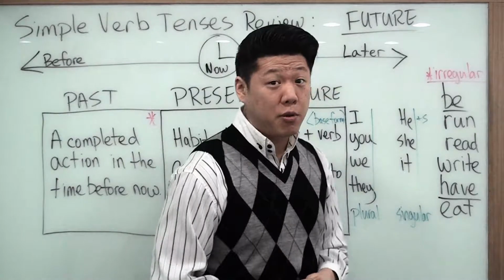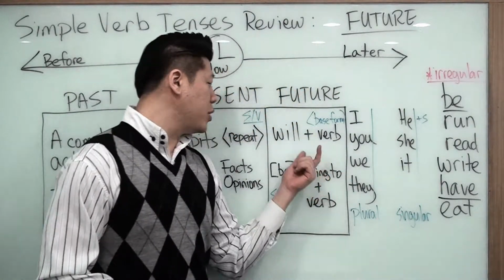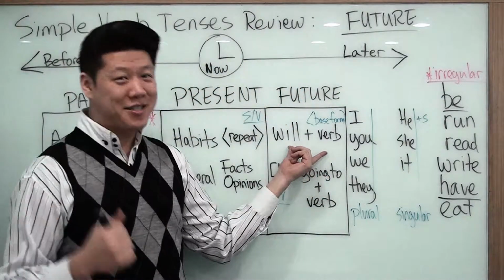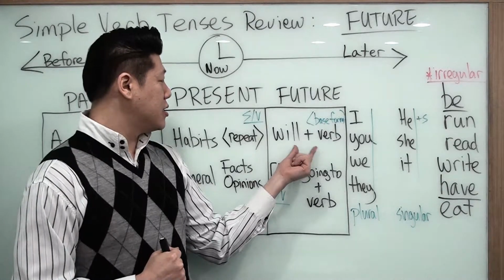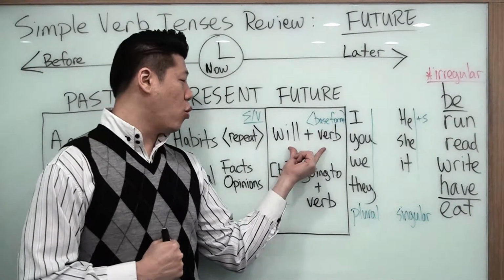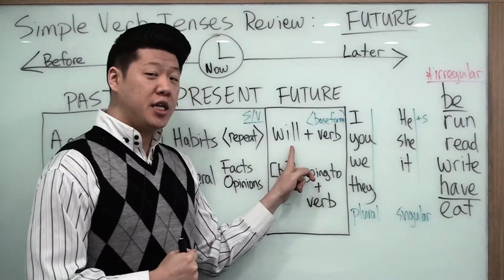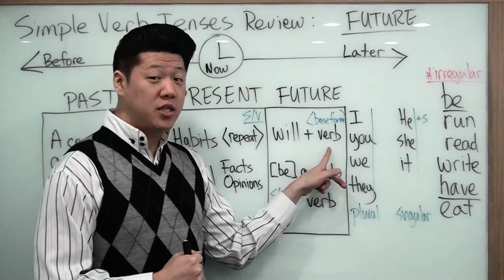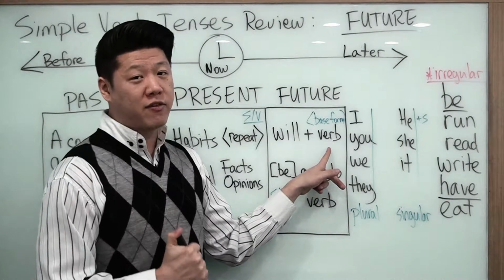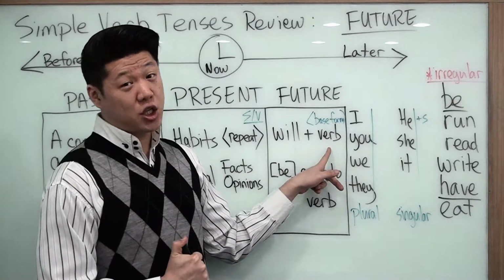So what is the simple future? The simple future we talked about actually a couple of lessons ago, but the simple future has two patterns. Pattern one is will plus the verb. Now, this is actually pretty easy to do because the verb is just going to be the base form of the verb. This is how you find it in the dictionary.